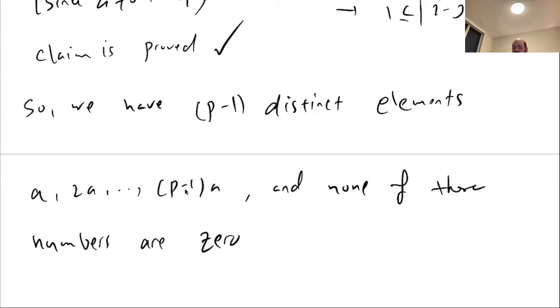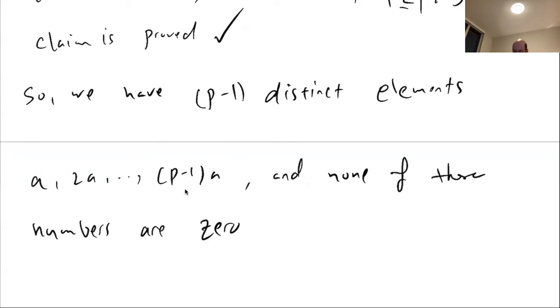So 0, of course, is 0, and also any multiple of p is 0. But because we are multiplying either 1 or 2 all the way to p minus 1 times a, none of these numbers are 0. So none of these numbers are 0.